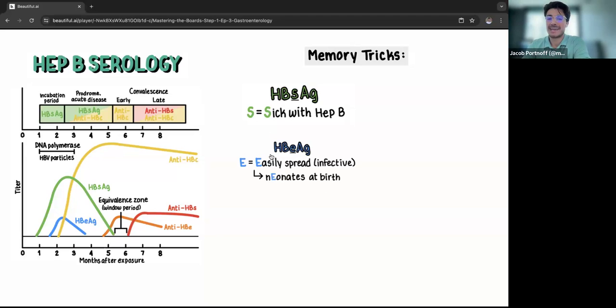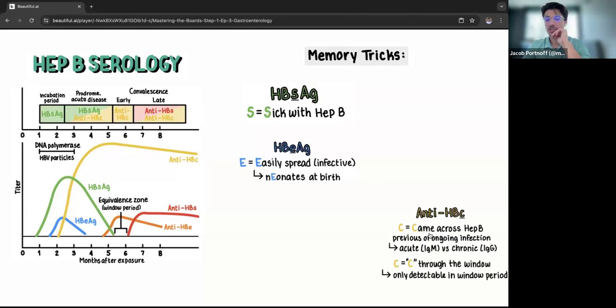Now our HBe, our envelope antigen, is going to be elevated in neonates specifically at birth. So that's a key association. But I want you to remember E with easily spread, because if this is positive in your serology, then the patient is actively infected. Okay, they're actively infected.